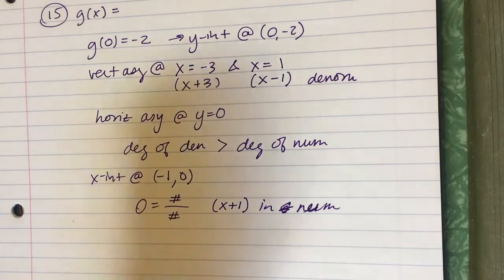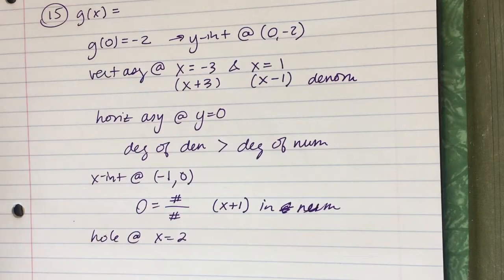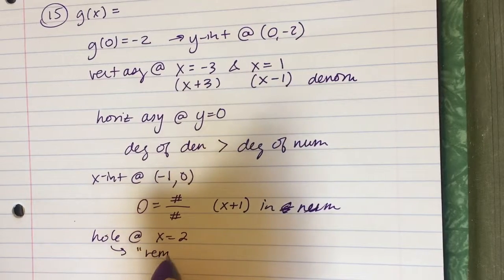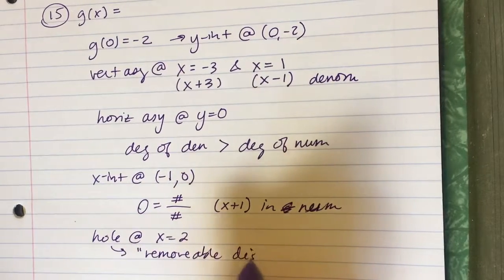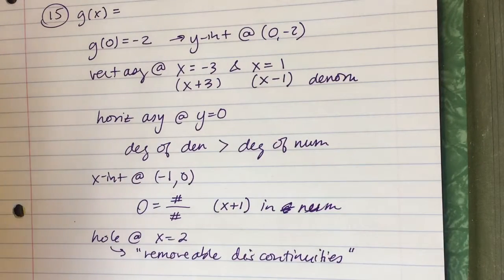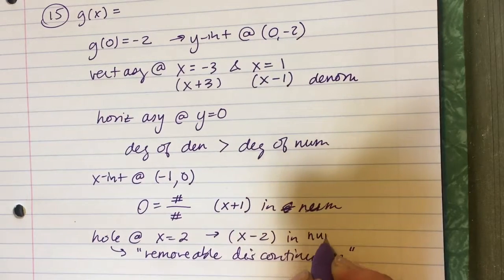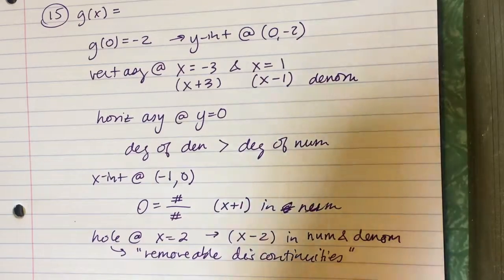We have a hole at x equals 2. And this means that we have a removable discontinuity. Holes are the same thing as removable discontinuities. Other discontinuities would include an asymptote, so a factor in the bottom that gives you 0, but this one's removable, which means that that factor will cancel out. And it can only cancel if it's in both the numerator and the denominator. So that's going to give us the factor x minus 2 in the numerator and the denominator.